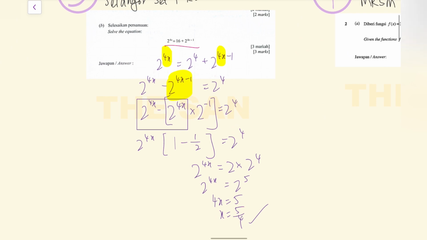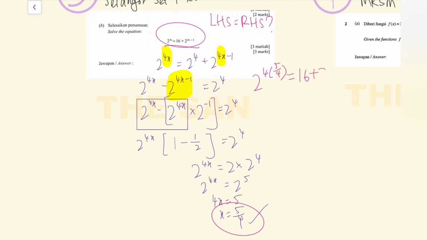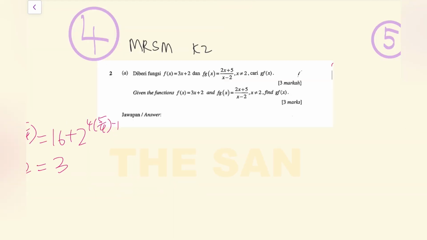Super easy, you just substitute this x value into this equation to see whether the left hand side is equal to right hand side or not. 2 power of 4, 5 over 4 equal to 16 power 2. So after you press your calculator, you will get 32 equal to 32. The answer is correct. Next, given the function f(x) and fg(x), find gf(x).